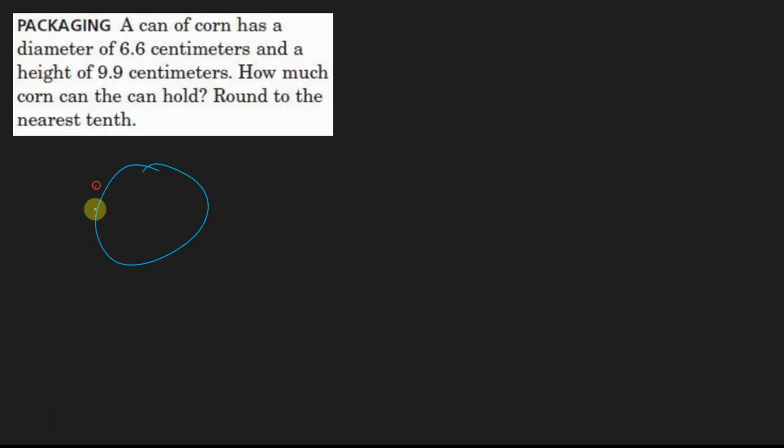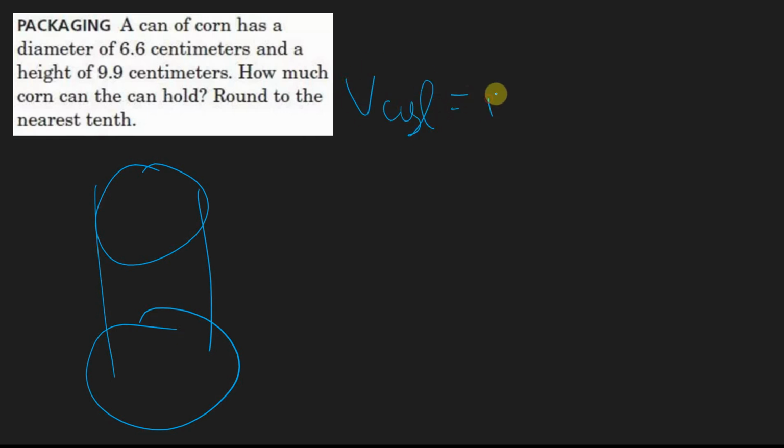All right, so got my cylinder. I'll draw it a little bit bigger this time. So I've got my cylinder. It's definitely symmetrical. Diameter 6.6, height 9.9. So when I plug into volume of a cylinder, which is pi r squared h, I'm going to get 3.14. There's my pi. My radius is half of 6.6, so that's going to be 3.3. Going to square that, and my height is 9.9.